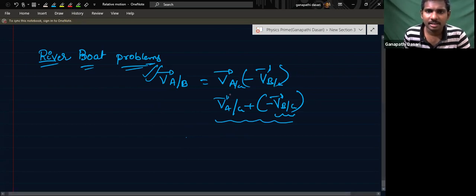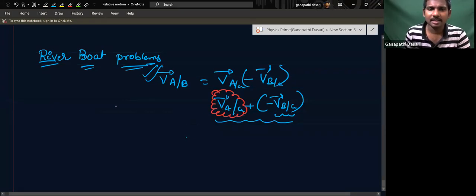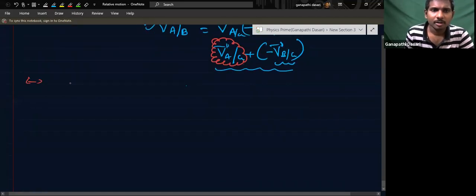I'll just tell you. The real velocity, that is with respect to ground, we need. The velocity of the boat with respect to ground, we need. So here, 2 points you need to take note.